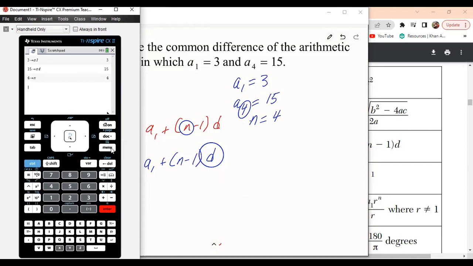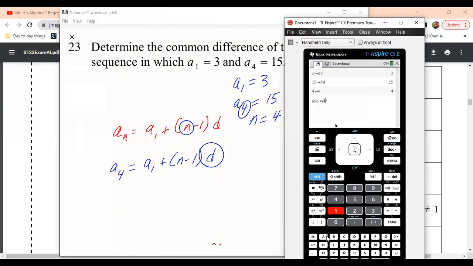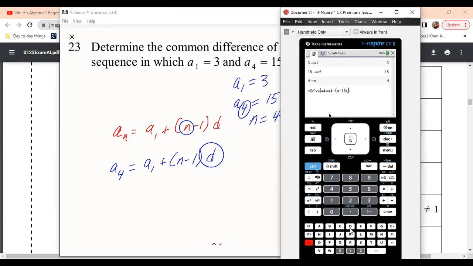So now we're just going to do menu 31, and we are going to key in this formula. It's going to be A sub 4, because that's the term that we know, equals A sub 1 plus parentheses n minus 1 parentheses, and then we have d. That's what we're looking for. And then we're just going to say comma, comma d.